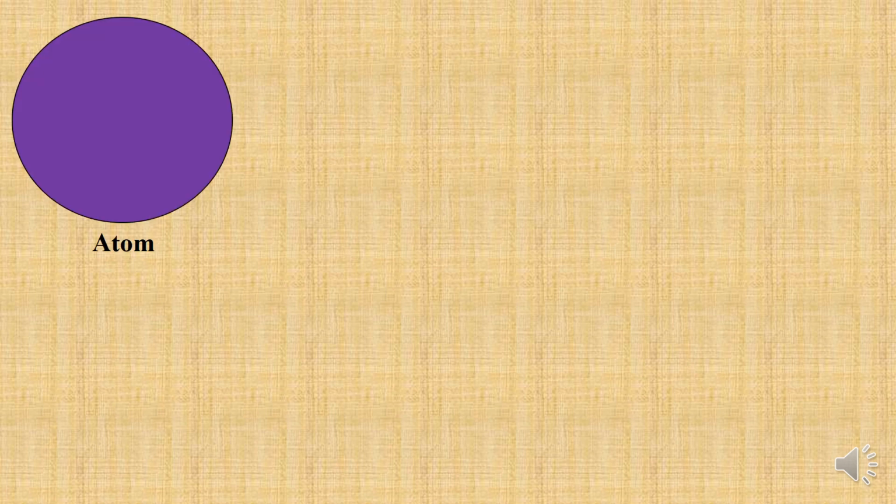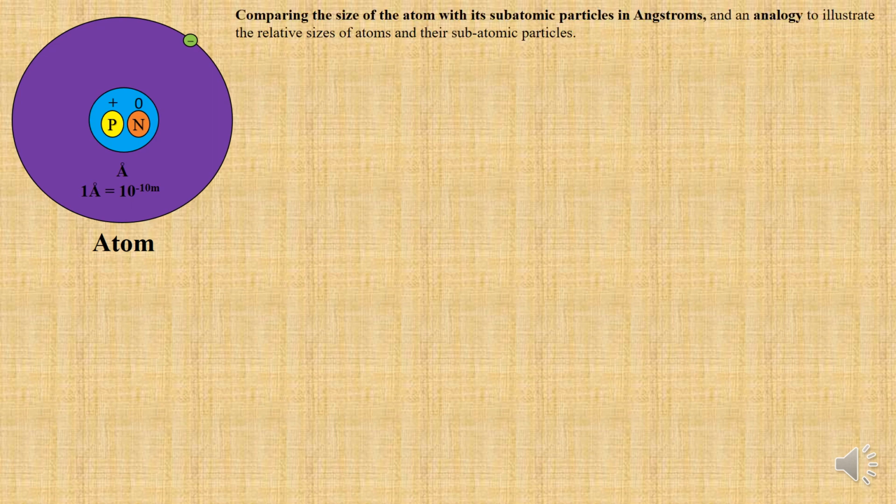I will compare the size of the atom with its subatomic particles in angstroms. And remember, 1 angstrom is equal to 10 to the power of minus 10 meters. And I'll be considering an analogy to illustrate the relative sizes of atoms and their subatomic particles. And the analogy that I'll be considering is that of a football stadium.